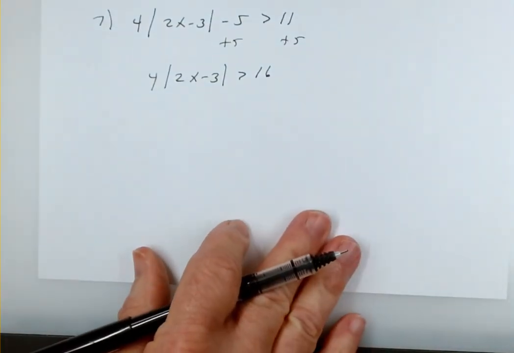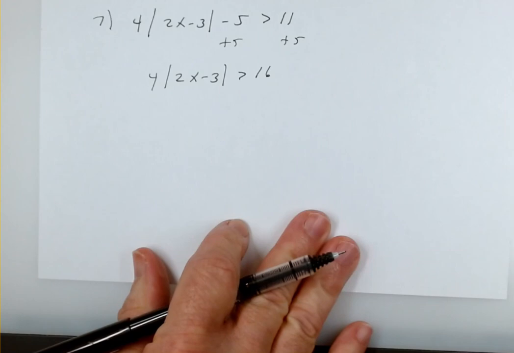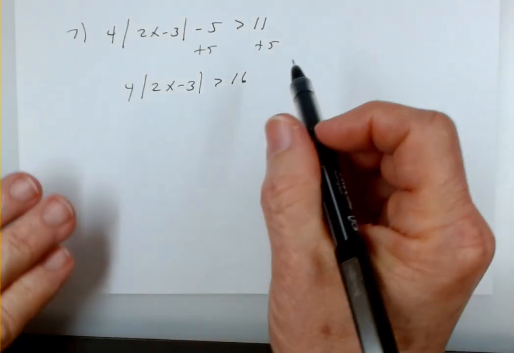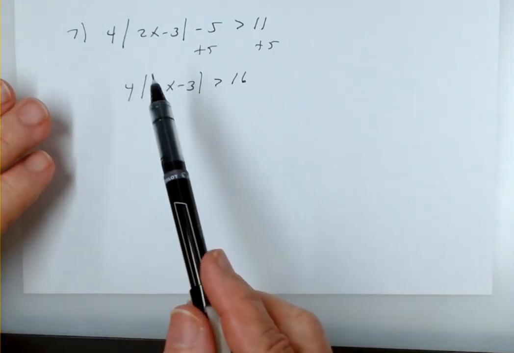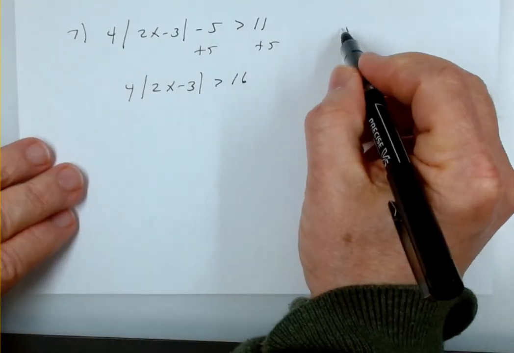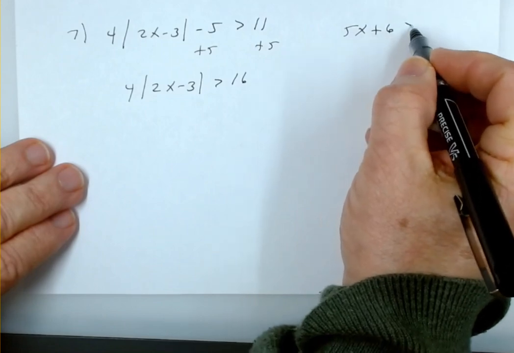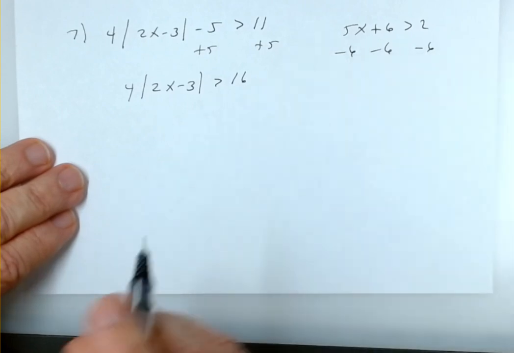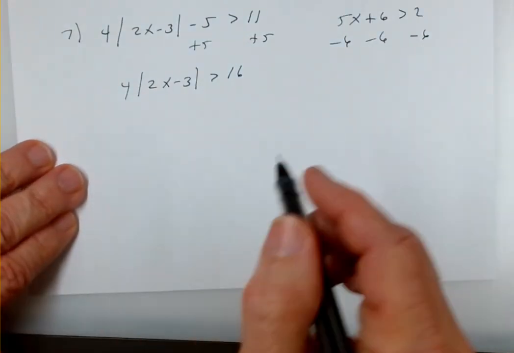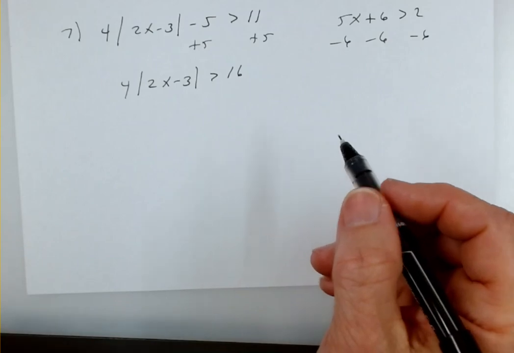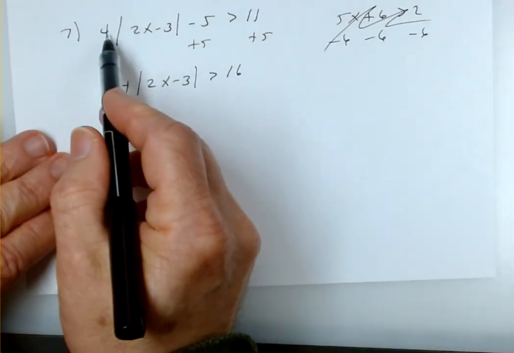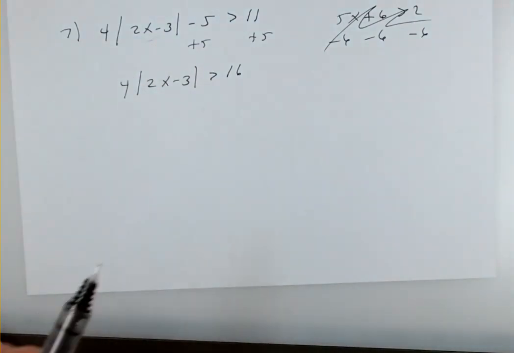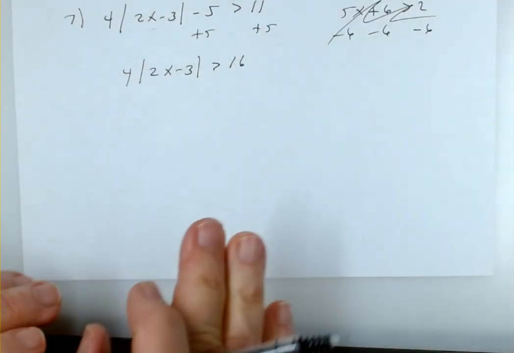Professor, why didn't we add the 5 to the 4 in the front? It's kind of like saying if I had 5x plus 6 is greater than 2, would you subtract 6 from this as well? I see. They're not like terms. They're just in the same expression. So this is 4 times some expression with the variable.